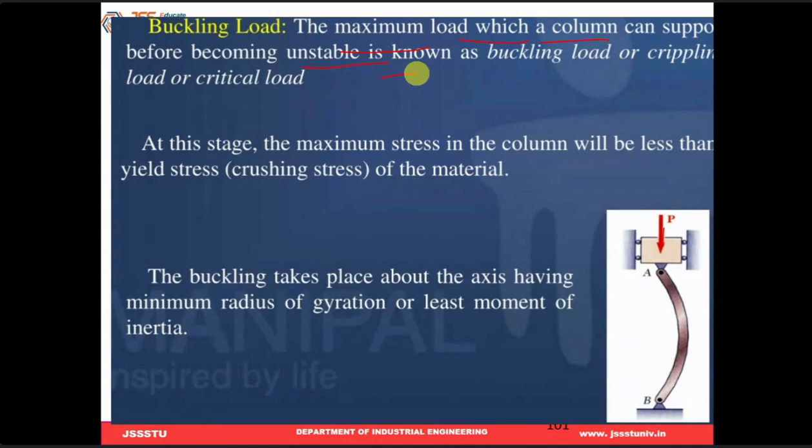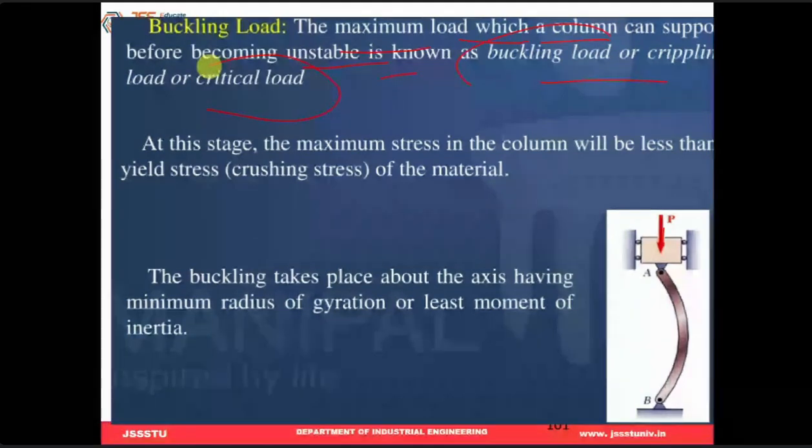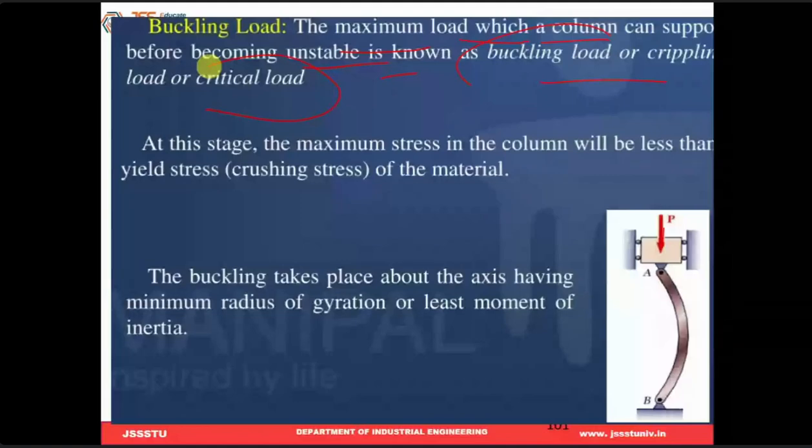Another name is crippling load, and another is critical load. That means the maximum load that can be carried by any column or strut till it reaches the unstable condition. Once it reaches the unstable condition, it cannot hold that load, and it may fail or collapse. So we talk about the maximum load capacity till it reaches unstable. That is called buckling load, crippling load or critical load. After that, the column cannot carry more than that load.